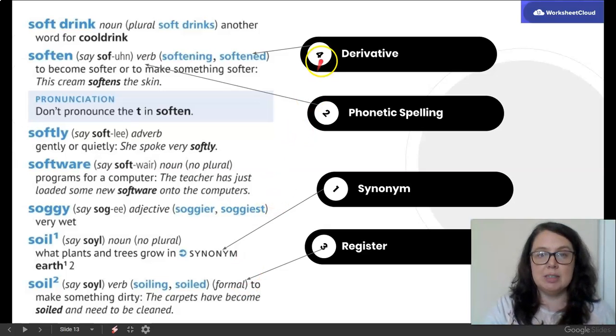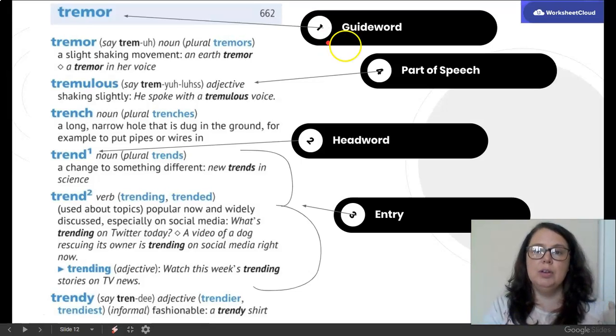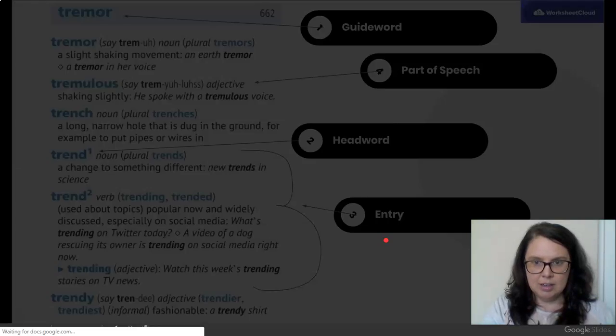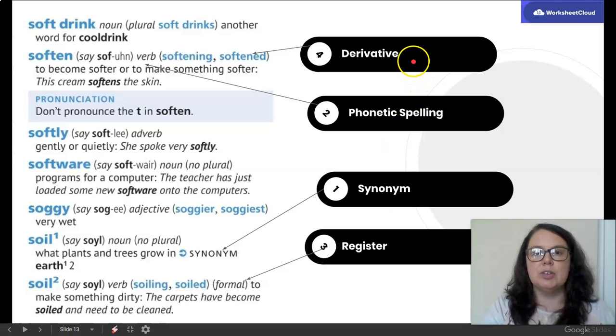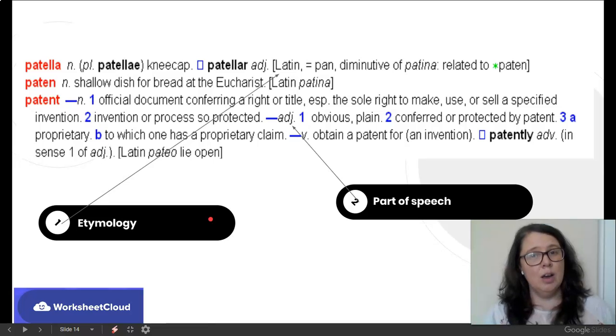Okay, so on the previous slide, we saw guide word, parts of speech, head word, entry. This slide we did derivative, phonetic spelling, synonym, register. 8 concepts. We'll do 2 more. Also, the etymology sounds very fancy. All it means is from where the word derives.